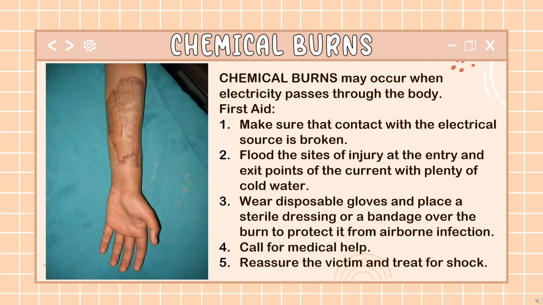Next one is electrical burns. This may occur when electricity passes through the body. First aid: make sure that contact with the electrical source is broken. Flood the sites of injury at the entry and exit points of the current with plenty of cold water. Wear disposable gloves and place a sterile dressing or a bandage over the burn to protect it from airborne infection. Call for medical help. Reassure the victim and treat for shock.